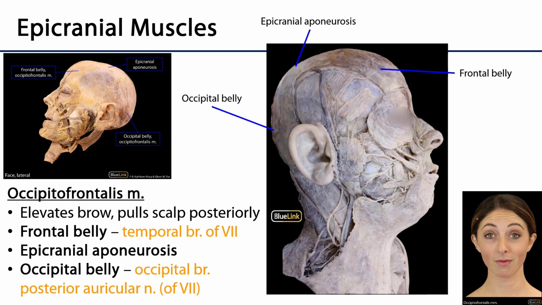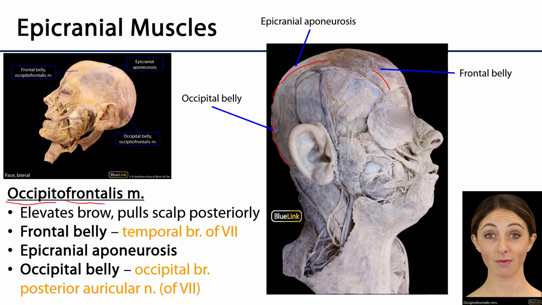So the epicranial muscles are more diverse than what will be discussed here, but the major epicranial muscle is the occipitofrontalis muscle. So occipital, frontalis, frontal. Those are the two bones that these muscles are going to attach to. We can conceptualize the occipitofrontalis muscle as one large muscle with two bellies, a frontal belly and an occipital belly, with a large epicranial aponeurosis between the two.